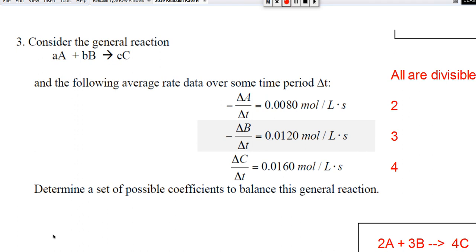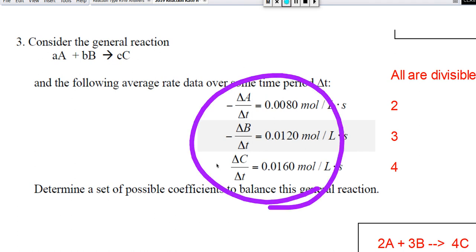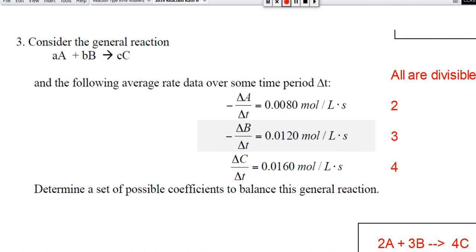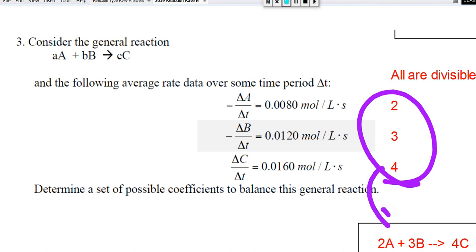In number three, we are looking at these three rates. All three of these rates have a common factor of 0.0040. It's a lot easier to see that if instead you look at this as 8, 12, and 16. 8, 12, and 16 are all divisible by 4. So I divided them all by 0.004, and I was able to see the relationship between the three compounds. That relationship should represent the coefficients.